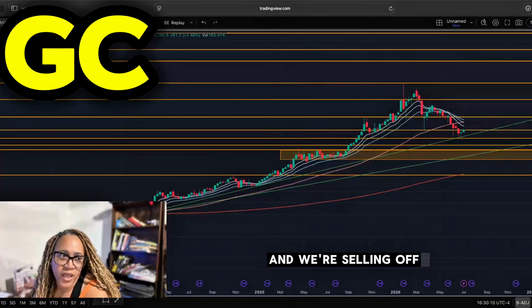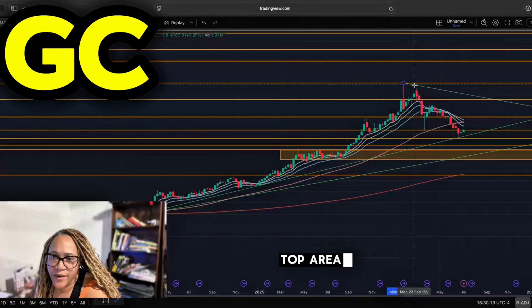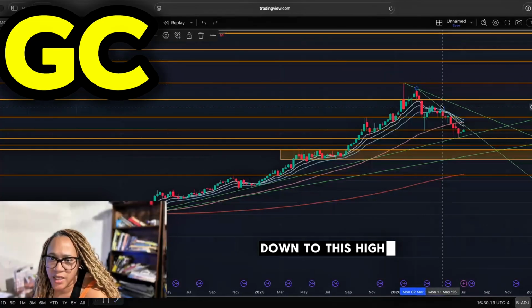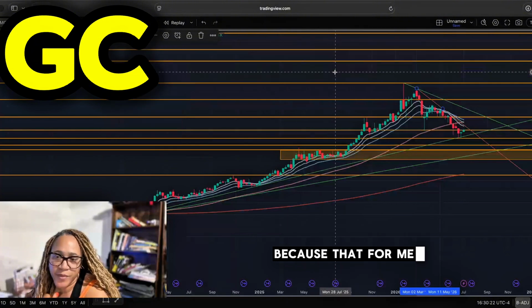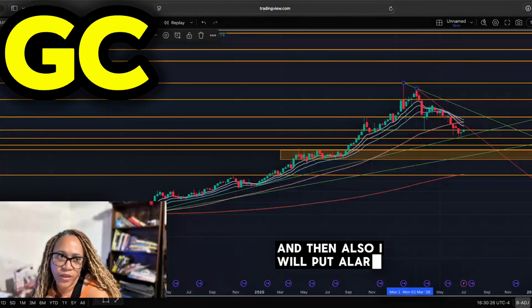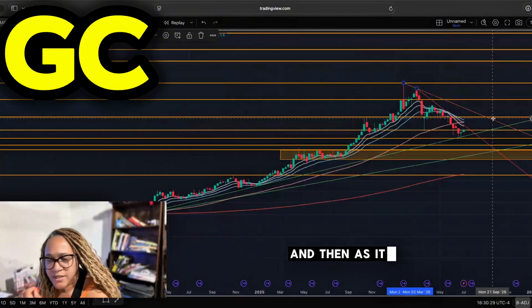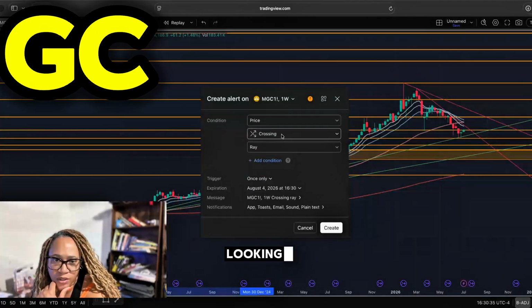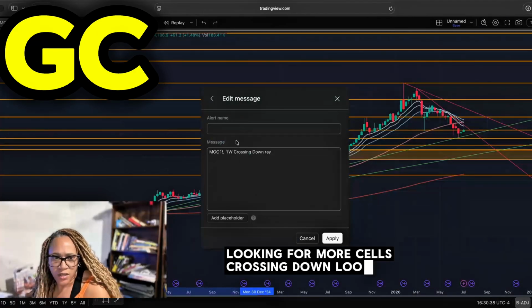And we're selling off. So I'm going to put a trend line from the top area on down, and then another trend line from this high down to this high. I'm going to change them back to red because for me those are the sells. And then also I will put alarms on the first one, and as it breaks through, I'll move my alarms up. So I'm going to put an alarm here for when it sells down, looking for more sells, crossing down, looking for sells.